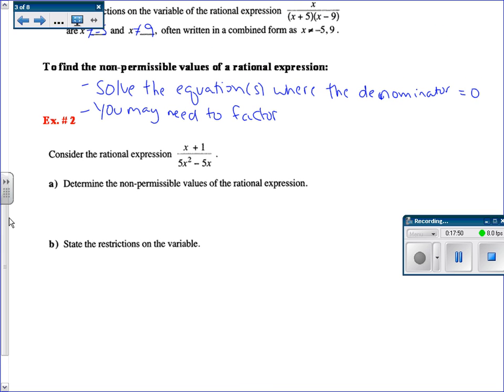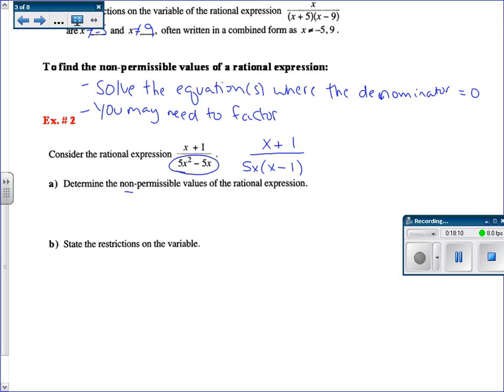Consider the rational expression x plus 1 divided by 5x squared minus 5. We want to determine the non-permissible values of the rational expression. So as this stands here, we can't do anything with that because that's pretty awkward. So we're going to rewrite this. We have x plus 1, and this is going to be over 5 times x squared minus 1.